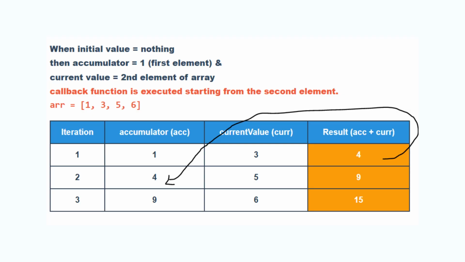Okay, so you can experiment by changing the initial values to 0, 1 or anything, but this is the rule. When you don't provide an initial value, the first element will be the accumulator and the second element will be the current value.